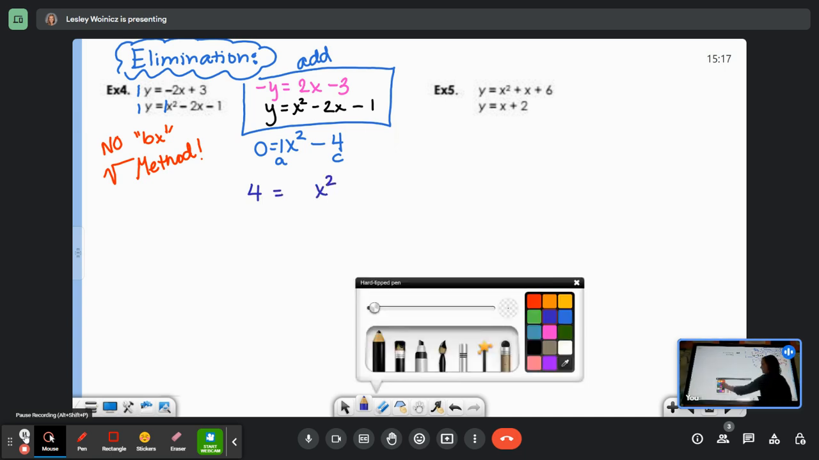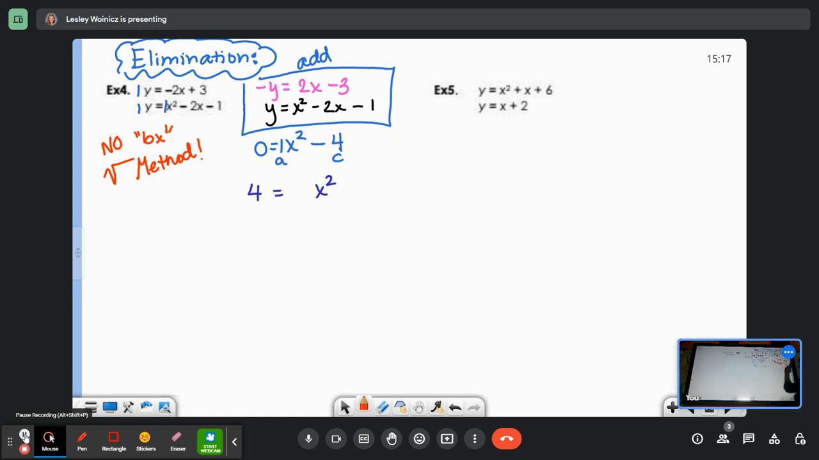How are we going to undo squaring? Square root. I have to take the square root of both sides. Don't forget, we get 2 solutions, a positive one and a negative one. Okay, what are they? -2. Correct, -2 and +2.